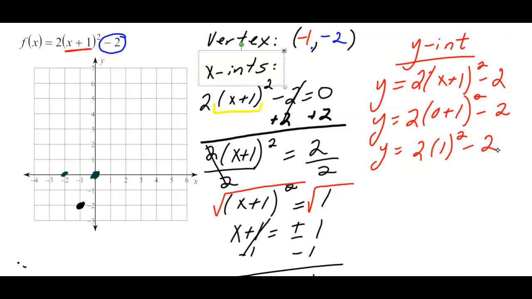Okay, and again, when you're squaring, you're going to follow your order of operations, so you have to do your exponents first. So you're going to take and square the 1 first. You are not squaring the 2, and you are not multiplying 2 times 1 first. The very first thing to do is to square the 1. So y equals 2 times 1, because 1 times 1 is just 1, minus 2. y equals 2 times 1 is just 2, minus 2. So y equals 0. So your y-intercept is going to be at 0, 0.